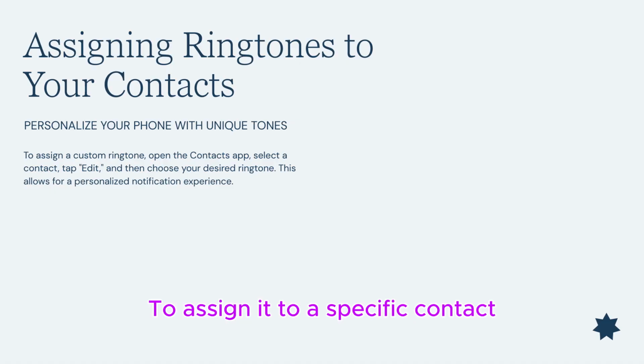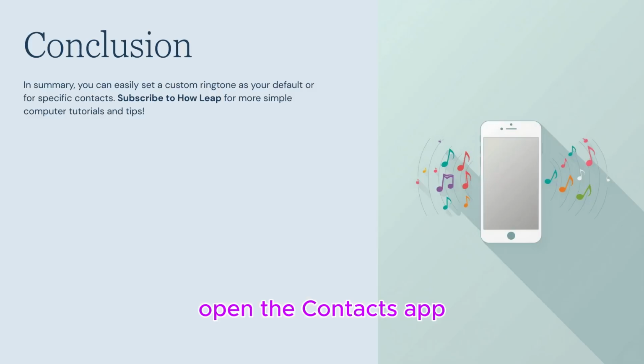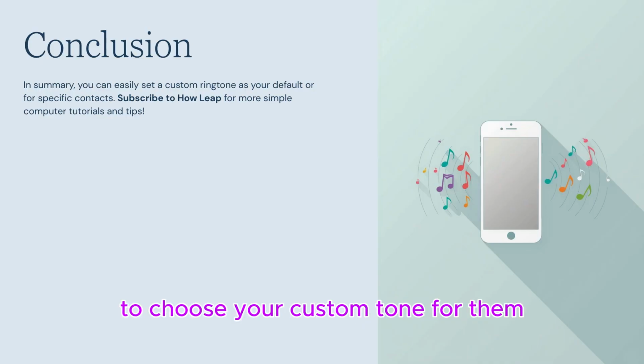To assign it to a specific contact, open the Contacts app, select the contact, tap Edit, then tap Ringtone to choose your custom tone for them.